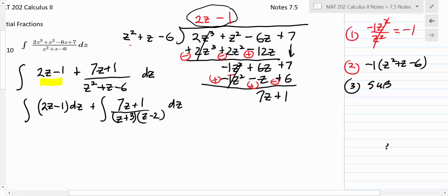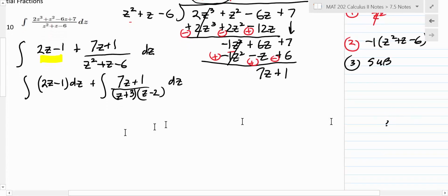Times dz like that. Now the second one, doesn't that look like a partial fractions integral? That's the whole purpose of this. It's sort of a partial fractions problem in disguise. So we're going to do this one last time. This is the last time I do partial fractions. I know I've done it a lot, but it's a really important technique, and it's important to see the different situations that show up. We already know this integral is going to give 2z to the second over 2 minus z. So that gives you that piece of the integral right there.